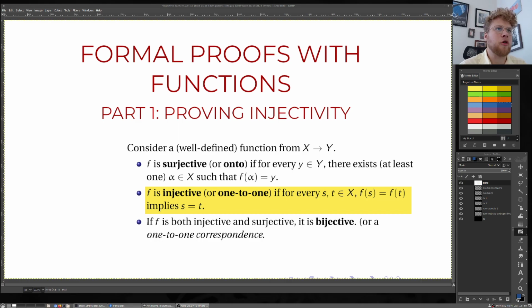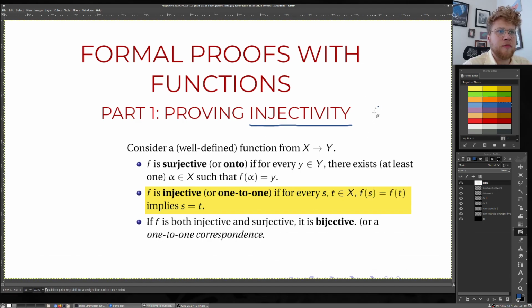Okay, hi everyone. So now that we had a little bit of a chance to play around and explore functions, we know what a function is and we know some of the terminology surrounding them. It's time to actually get into some formal proofs. So the first thing that we'll do is prove whether or not functions are injective.